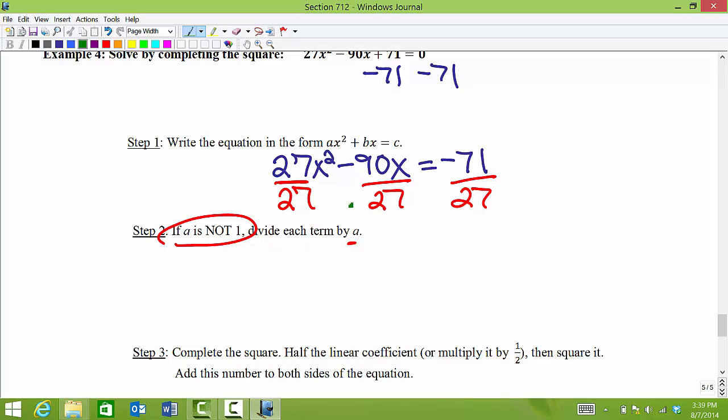Now we will reduce our fractions. 27 divided by itself is 1. It's a positive 1x squared, which is exactly what I wanted, minus, now I can reduce this fraction 90 over 27. What is the largest common factor between 90 and 27? Hopefully you thought of 9. 9 goes into 90 10 times. 9 goes into 27 3 times. Now we have our reduced fraction. Always reduce as much as you can along the way to keep things smaller.